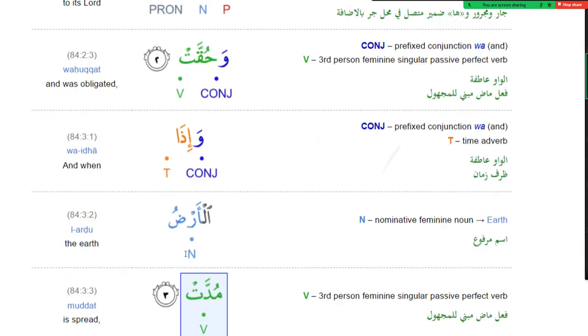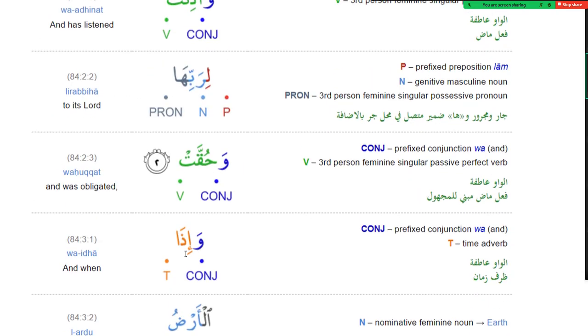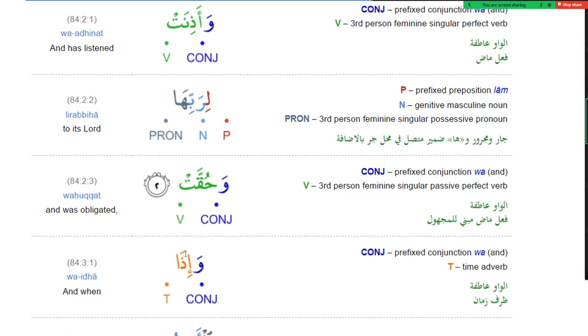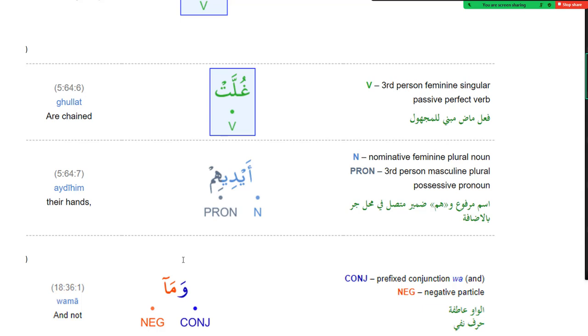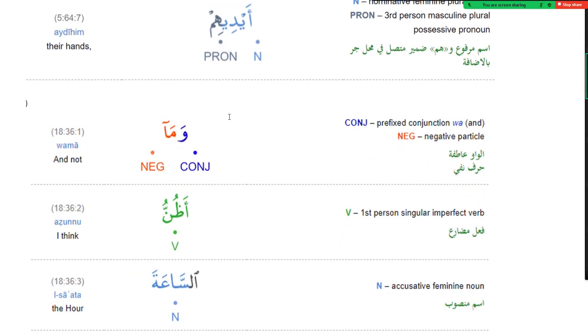وأذنت لربها وحقت وإذا الأرض مدت. Okay, huqqat and muddat. So here is huqqat, here muddat. Gullat aydihim, same. Their hands are chained. And why is gullat feminine? Very good. The body parts that are in pairs are feminine, so that's why gullat is used. Their hands are chained. Gullat is third person feminine singular here.